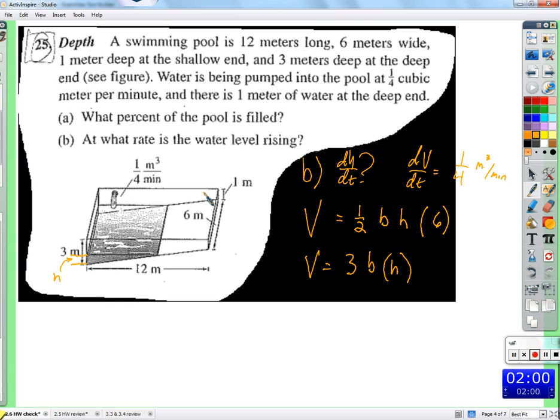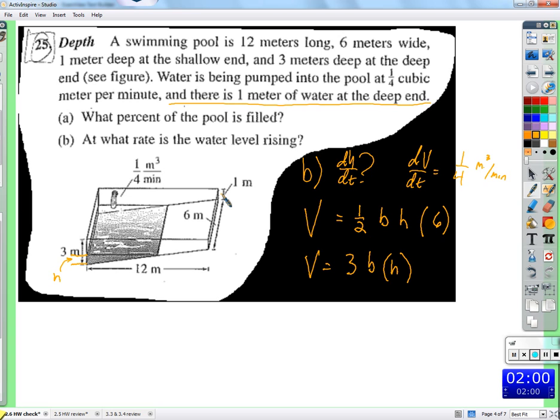An important fact here is that there's 1 meter of water at the deep end. At that very instant, that's what we're talking about. We're not talking about other times. We're talking about the very instant that there's 1 meter. Now, if I look at the diagram, if there's 1 meter of water, well, the height of the triangular part of the tank is 2. So the instant that we have 1 meter of water at the deep end, we don't even have to worry about this top part, this little 1 meter part. We don't have to worry about that.